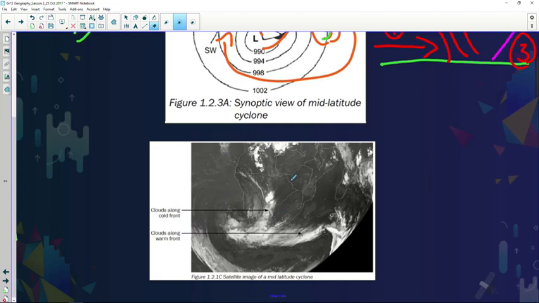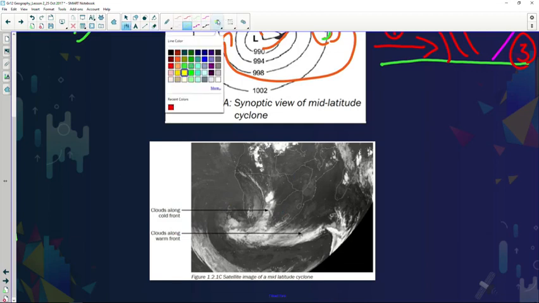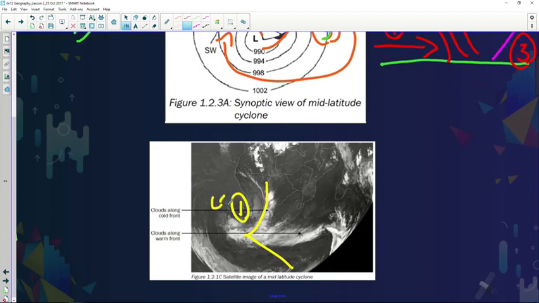the band of clouds. Now, if I can just quickly draw this in again, just to make it clear to you. See, there's the cold front. The warm front we don't see. So the air over here is cold, warm, cold.